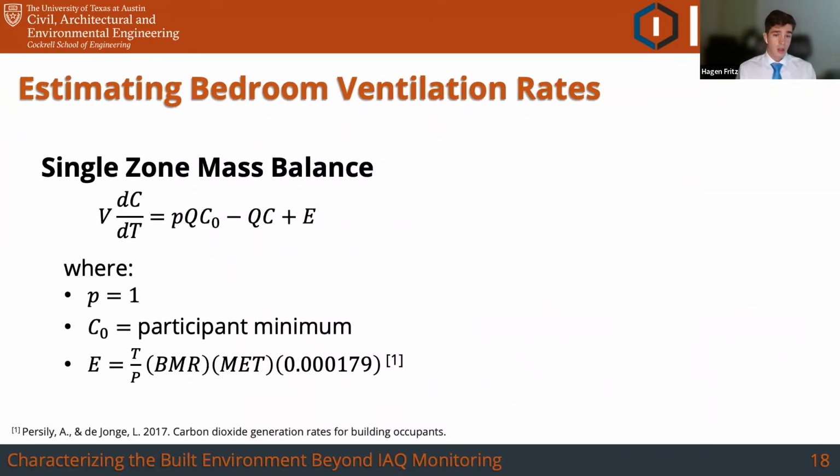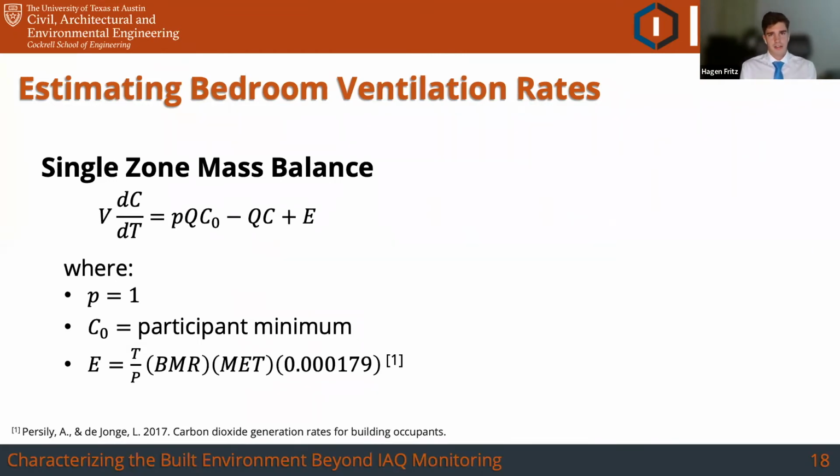And so you can do a single zone mass balance on carbon dioxide to get at what that ventilation rate might be. This equation here, I won't necessarily go into all the details of each term, but to look smart, I got to put an equation on the slide, right? So that first term on the left of the equal sign tells you the change in concentration with time in a space.